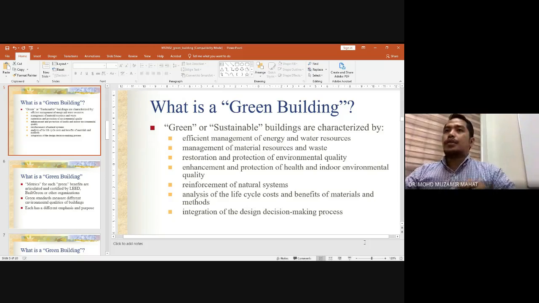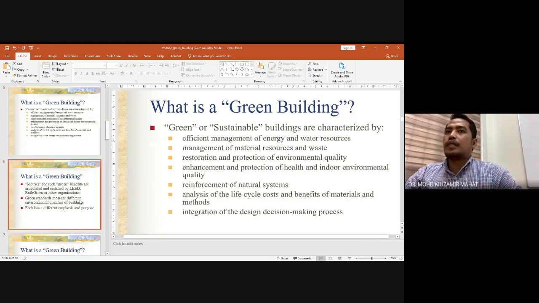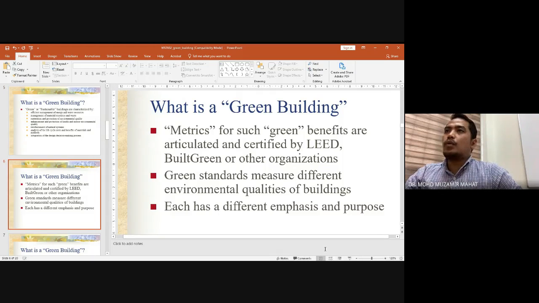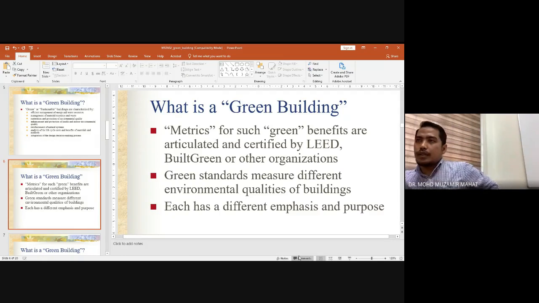Okay, so we move to the next one. You can see what is green building. I'm going to send you the PowerPoint as a PDF, so that it has a smaller size.